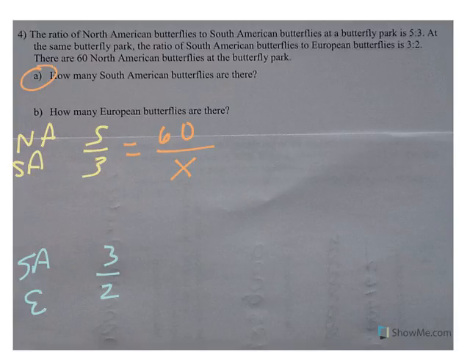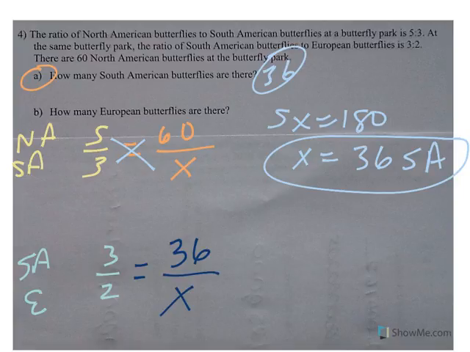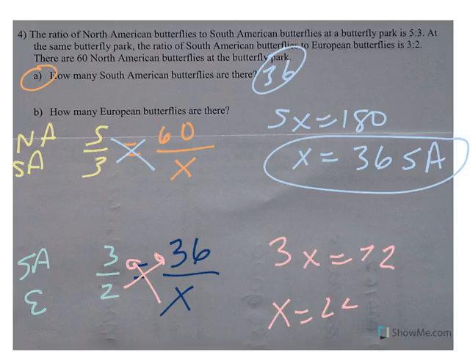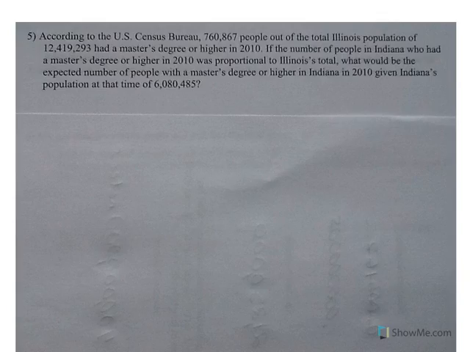So I can answer part A, how many South American butterflies are there? Well, if I cross multiply, 5x equals 180. Divide both sides by 5, and we know there are 36 South American butterflies. So 36 is part A. So that means I can then go to this second piece, how many European? Well, if I know there are 36 South American, that will let me solve how many European. So I cross multiply, 3x equals 72. That means there are 24 European butterflies. So sometimes you do need an answer of one to get the answer of another.